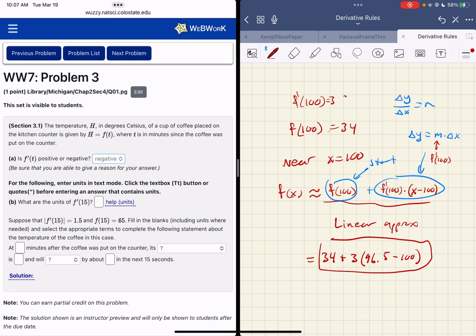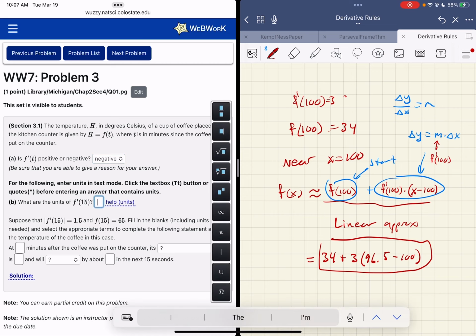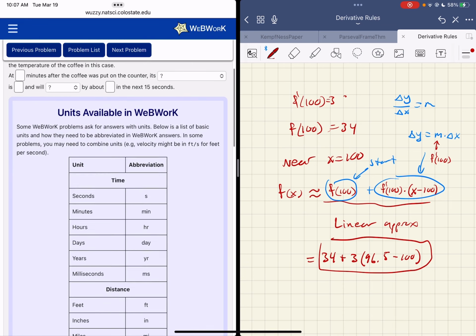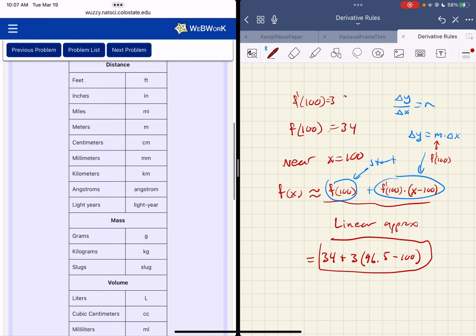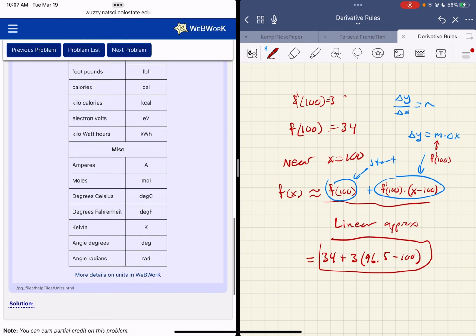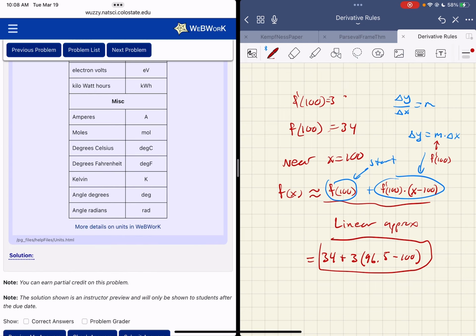For the following, enter units in text mode. Okay, fine. What are the units of f prime of 15? Okay, so let's address that really quick. We're measuring in degrees Celsius, which I'm not too sure what they want for degrees. So let's see. Mass, volume, force, work, and energy. Miscellaneous. Sure, degrees Celsius. Deg C.